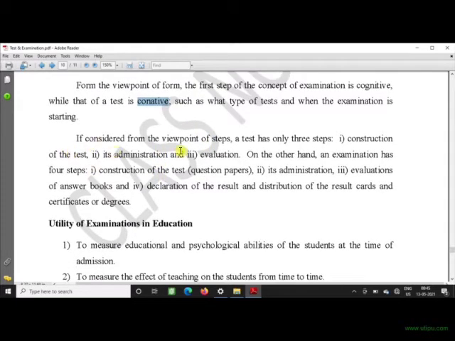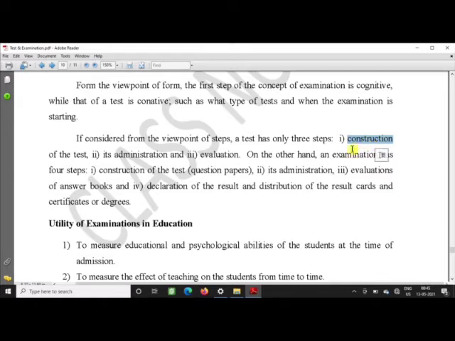Now let's see the steps of construction of examination and test. So first, let's see the steps of construction of test. Number one is construction of the test. That means first you will construct a test.